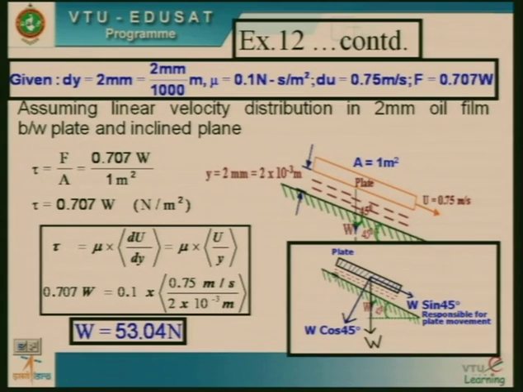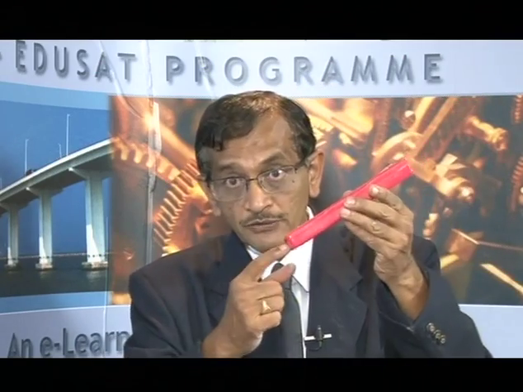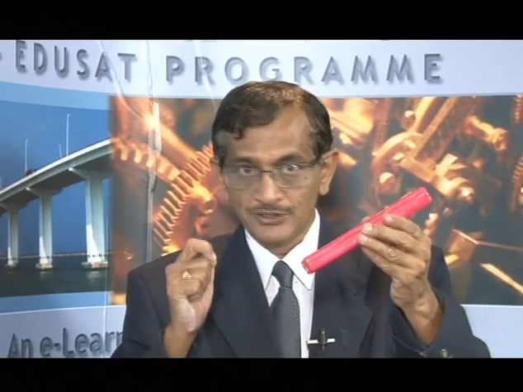So, this is a very good question in which an unknown weight has been asked for the plate which is moving with a velocity of 0.75 meters per second with an area of 1 meter square, having a 2 mm oil gap whose viscosity is 0.1 Newton second per meter square. Is it okay? Hopefully, you have almost understood how to tackle these inclined plate problems. Is it okay? Let us go to the next question.